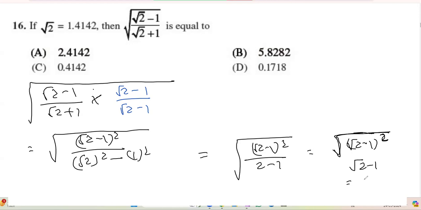Finally we'll get root 2 minus 1. Here we will place the value. Once we have simplified, now we can place the value of root 2, which is 1.4142 minus 1. So it will be 0.4142. So we can see, yeah, C is the correct option for this.